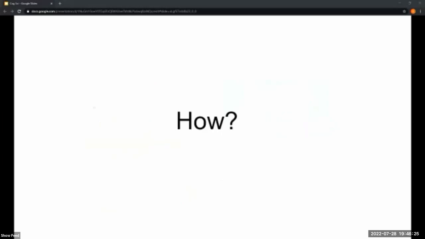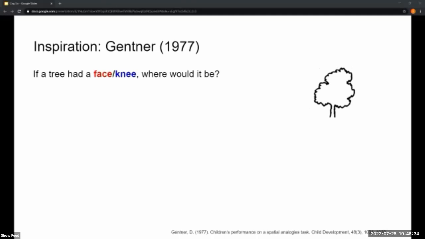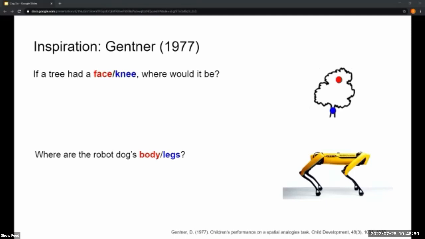And how do people make this kind of visual analogy? And how far can we go with just visual spatial information? We took the inspiration from Gardner's experiment in 1977, where she asked participants, if a tree had a face or knee, where would it be? And participants would put markers mostly on these two locations. And similarly, if I ask you where the robot dog's body and legs are, you would probably put markers also on these two locations.